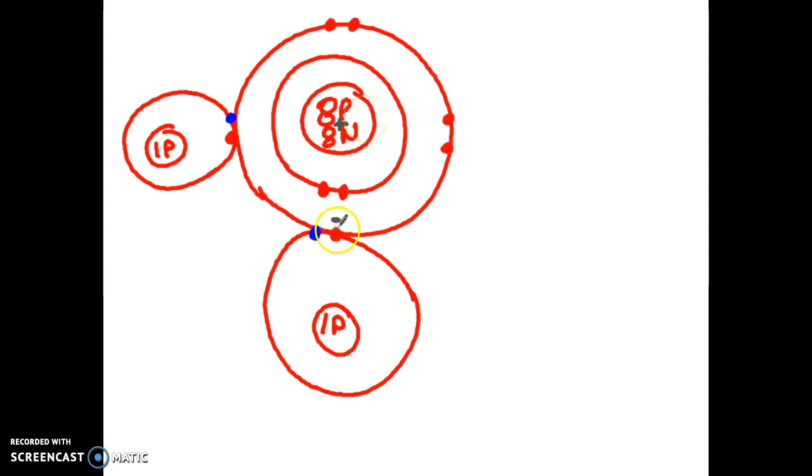So therefore, this negative electron, if it were to go between, which way would it go? If we have the option of being attracted to a nucleus that has 8 protons or 8 positive charges versus a nucleus that only has 1 positive charge, hopefully you get that concept that this electron is actually going to want to stay and be more attracted.